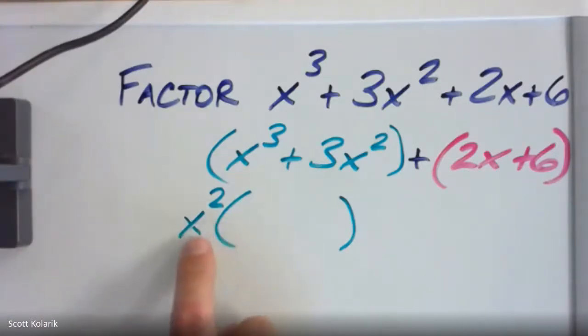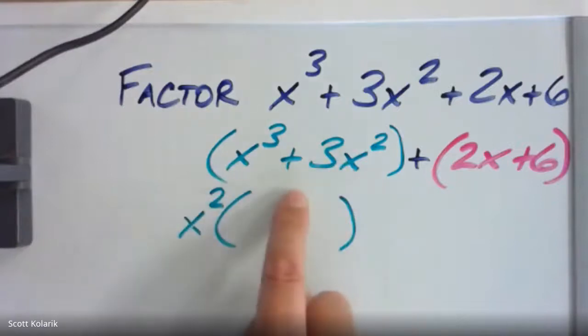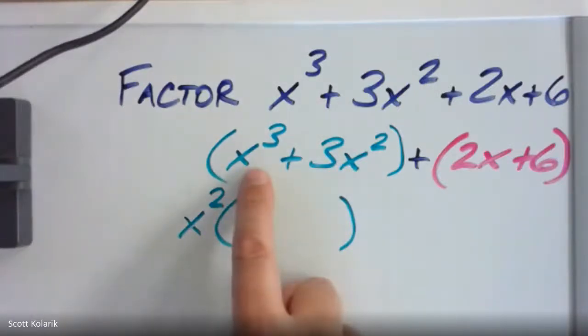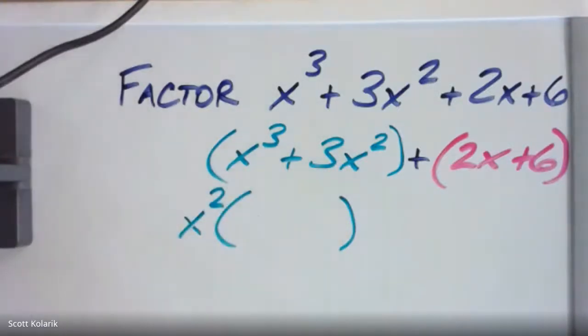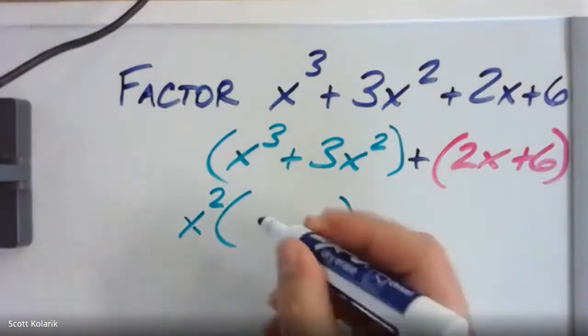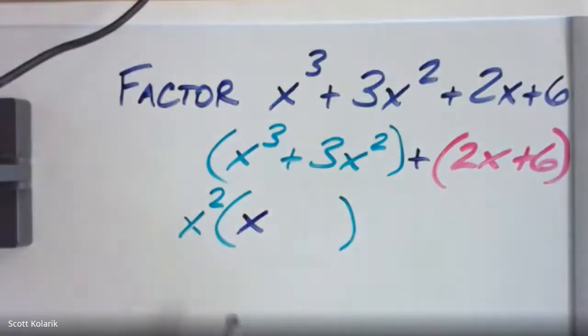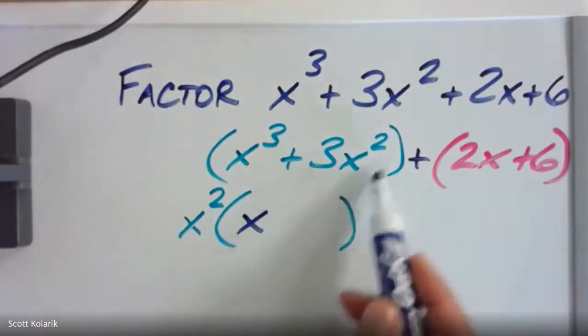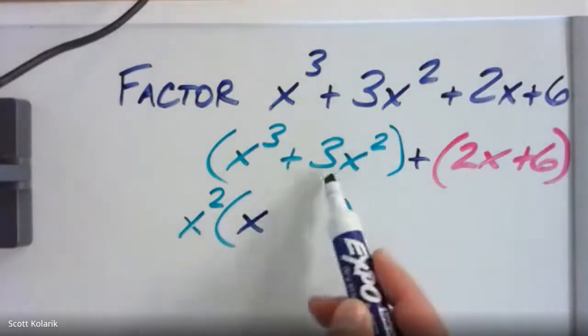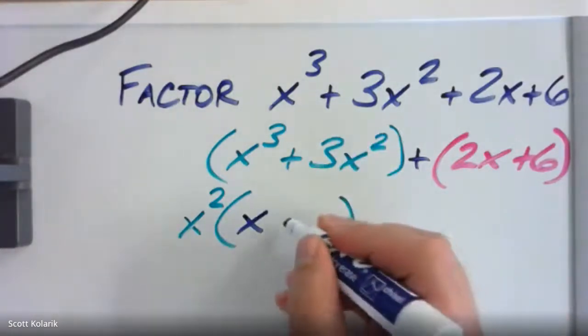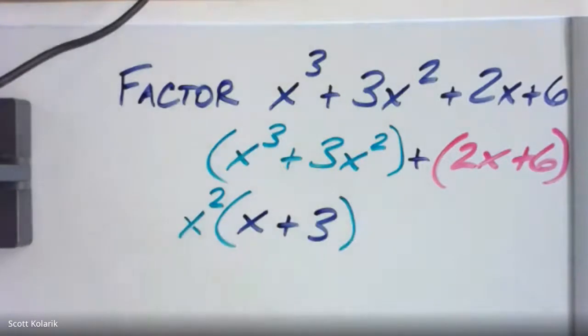So what I'm doing with this x squared is I'm dividing it out of each of these terms. So this x cubed, when I divide out x squared, I'm left over with just a single x. And as you can see, if I were to multiply this x squared times x, I'd get right back to x cubed. Now, the second term, if I were to divide x squared out of positive 3x squared, I'm left with just positive 3.